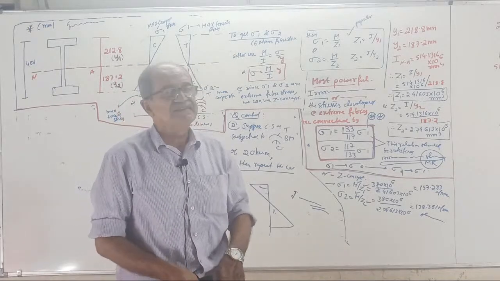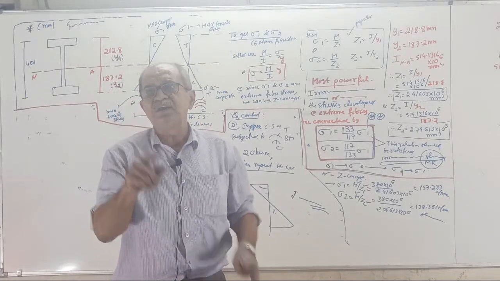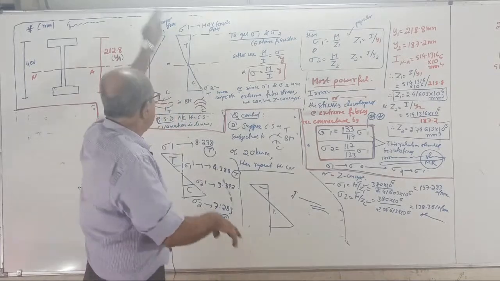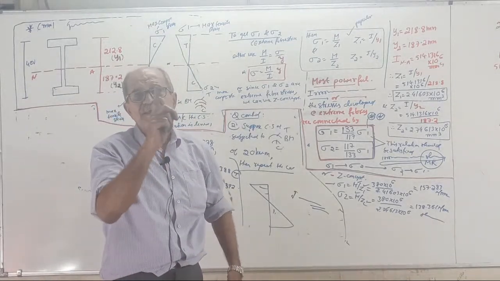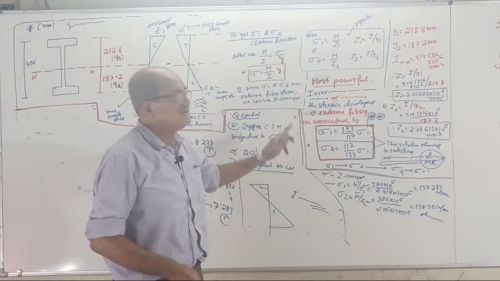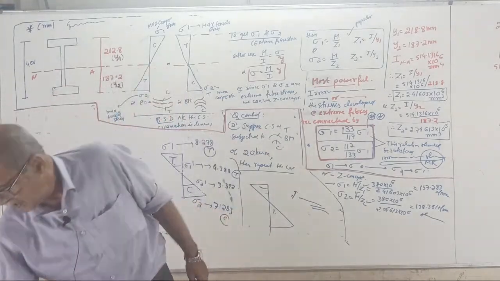In both the cases, how much money he has got does not matter. In both the questions so far, permissible stress never came. Permissible stress never came. Okay, start.